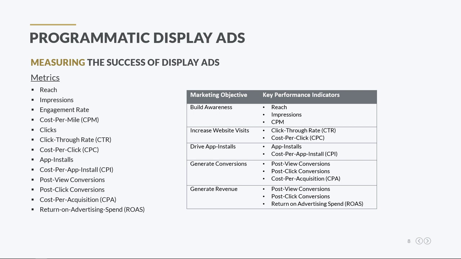If the objective is to generate conversions, then the post-view conversions, post-click conversions, and the cost per acquisition metrics would be the ideal ones. Lastly, if the goal is to generate revenue, I would pick the post-view conversions, post-click conversions, and return on advertising spend metrics.